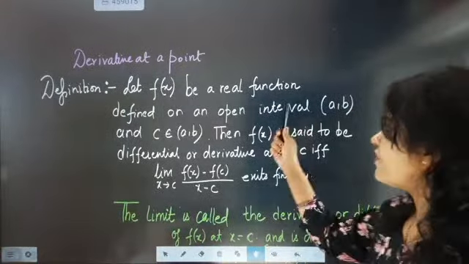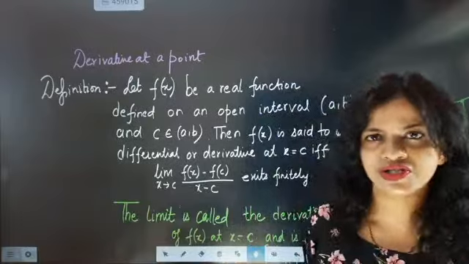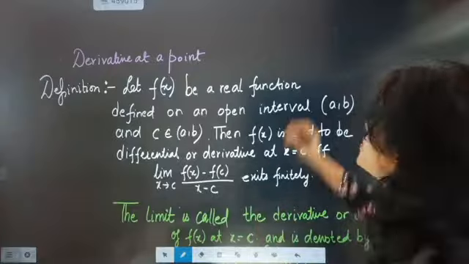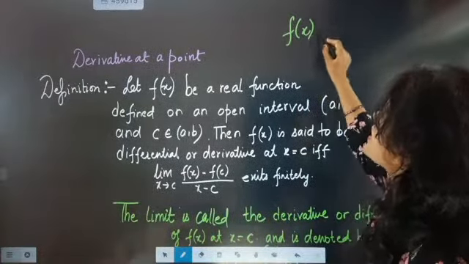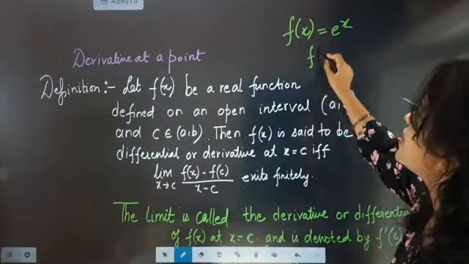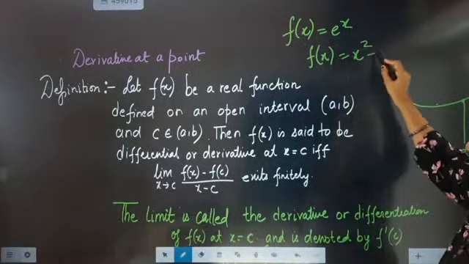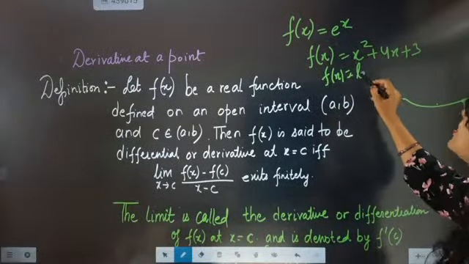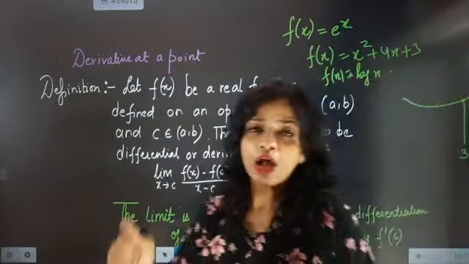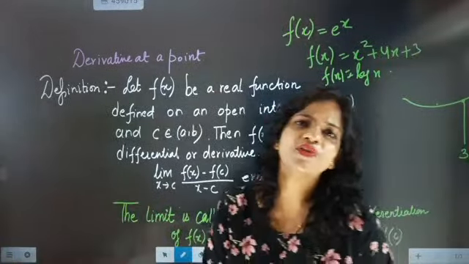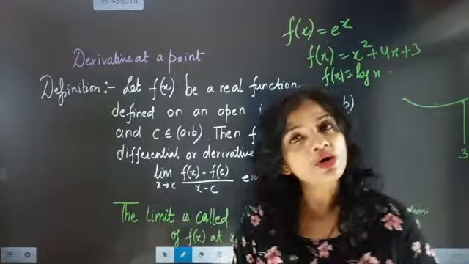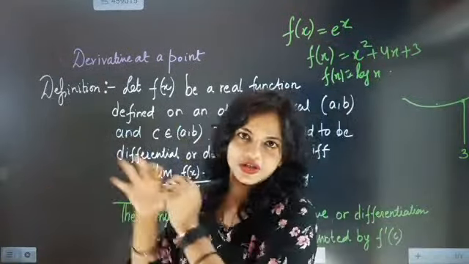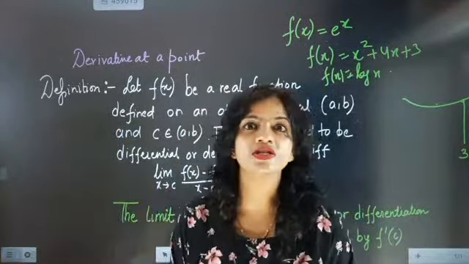The point is that whenever we take any real valued function, what is a real valued function? First, understand how many types of real valued functions there are. Functions like f of x equal to e to the power x, f of x equal to x square plus 4x plus 3, f of x equal to log x. Different types of functions are there: logarithmic function, exponential function, algebraic function, trigonometric function. They are all called real valued functions.